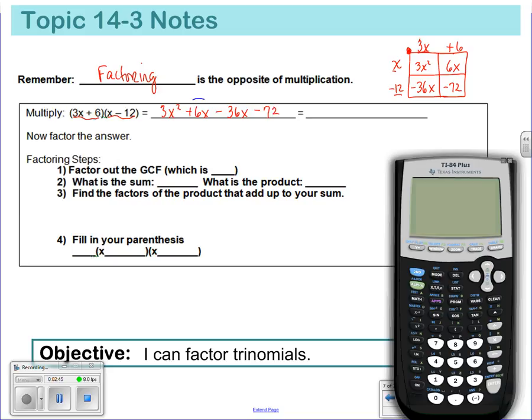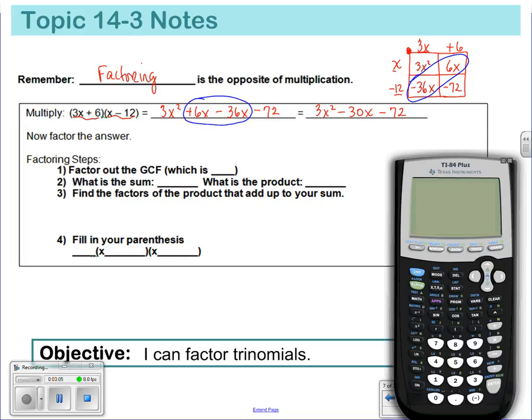Now I know I can combine the like terms. It's the terms that are in the middle, which are also my terms that are along my diagonal. So the 3x squared stays the same in front. We have 6x minus 36x, that'll give us a negative 30x, and then a minus 72.